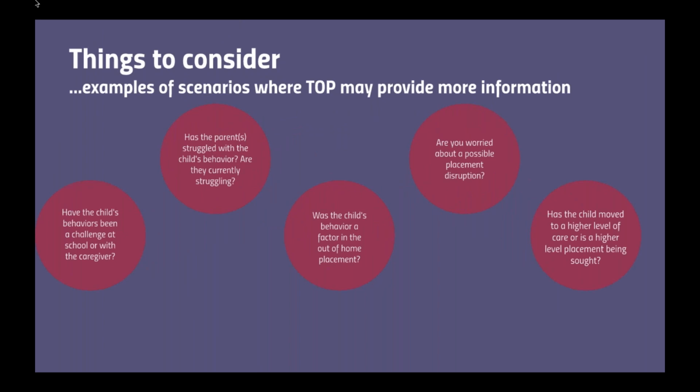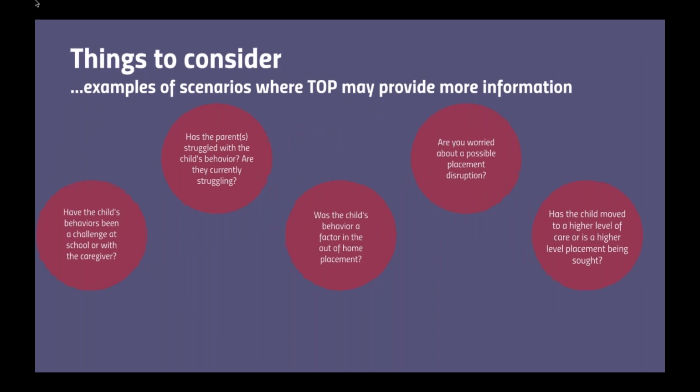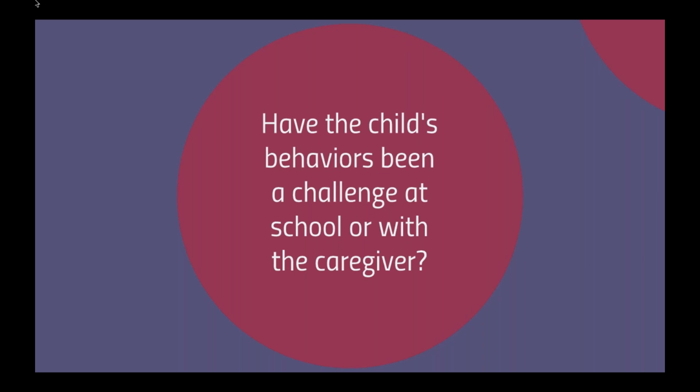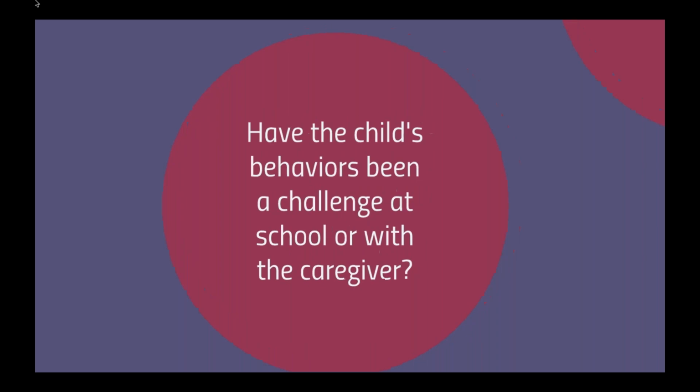So these are different scenarios, different situations that may be relevant when thinking about where TOP can provide more information. So think about, have the child's behaviors been a challenge at school or with a caregiver? What information can we derive from TOP that would help with that?